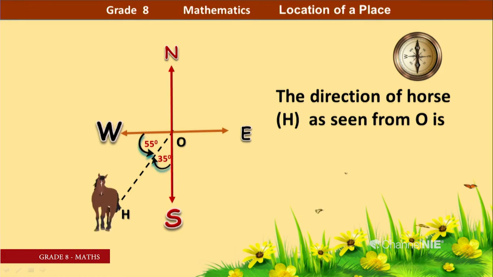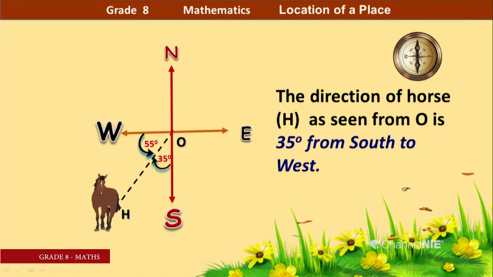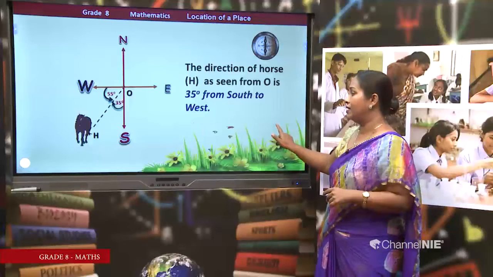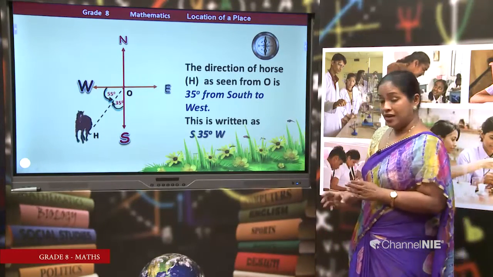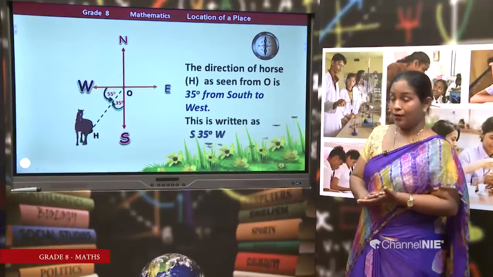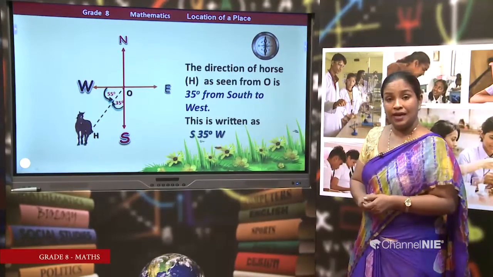Yes, I mentioned earlier, even though it is measured from west or south, we have to give the priority to the south direction. So, the correct angle to represent the direction here is the angle measured from the south direction. So, we can say the direction of the horse as seen from O is 35 degrees from south to west. How do you write that in a short way? You write capital S 35 degrees, capital W. We will see another example like this.